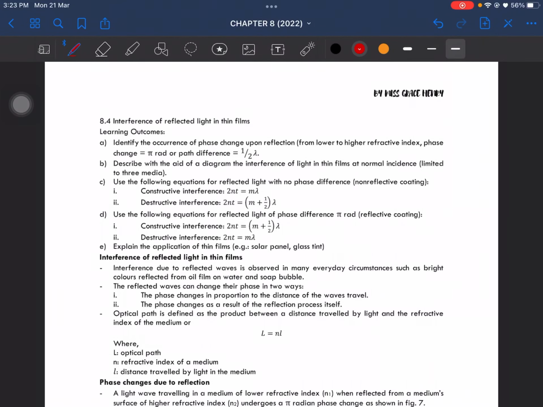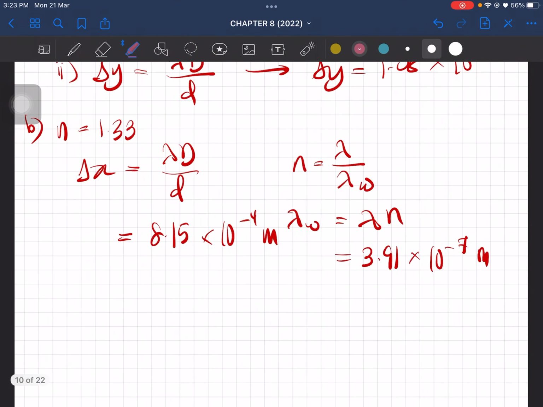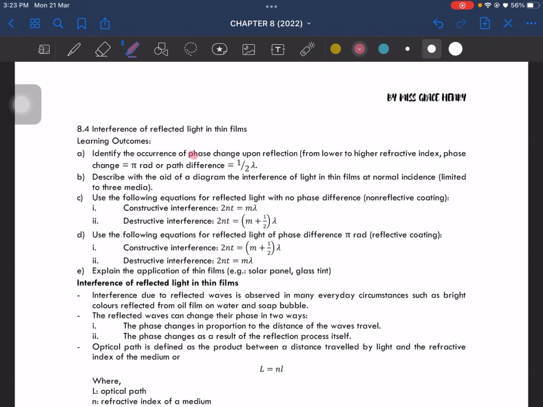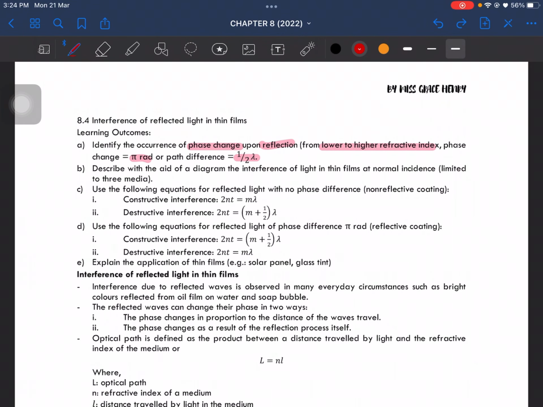Okay, our fourth subtopic is on interference of reflected light in thin films. In this subtopic, you should be able to identify the occurrence of phase change upon reflection. There will be a phase change if light is reflected from a lower to a higher refractive index. There will be a phase change of pi radian, or a path difference of lambda over 2. I need this.